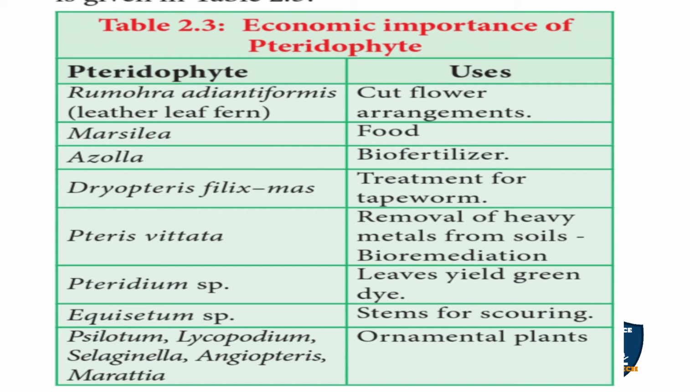Equisetum, the stems are used for scouring. Psilotum, Lycopodium, Selaginella, Angiopteris and Marattia are ornamental. So Rumohra adiantiformis is used in cut flower arrangement, and Marsilea as food. Azolla as biofertilizer. Dryopteris filix-mas is used in tapeworm treatment. Pteris vittata, bioremediation. Pteridium, green dye. Equisetum species, scouring. Psilotum, Lycopodium, Selaginella, Angiopteris, Marattia, ornamental.